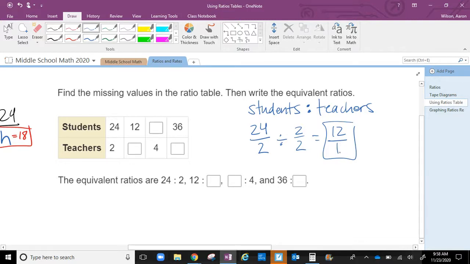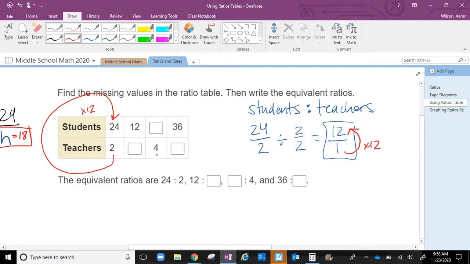Why is that? Because that's just the way the classroom is set up. So that means you take the number of teachers and you multiply it by 12, and it will give you the number of students. So again, going from teachers to students, we always multiply by 12. So to go from 2 to 24, you should realize that's a multiplication of 12. So we can actually do that with the number 4 here.